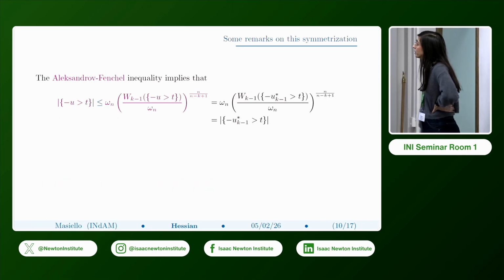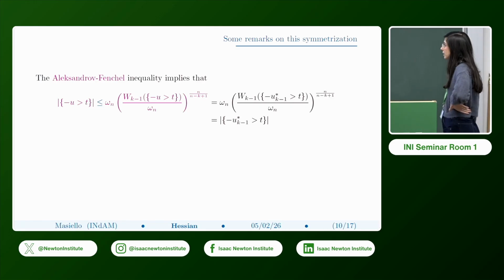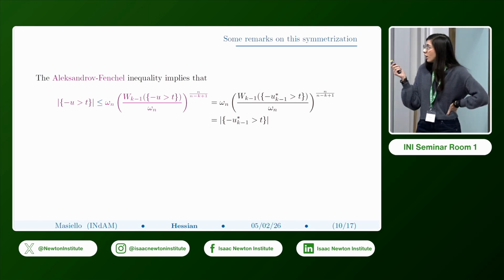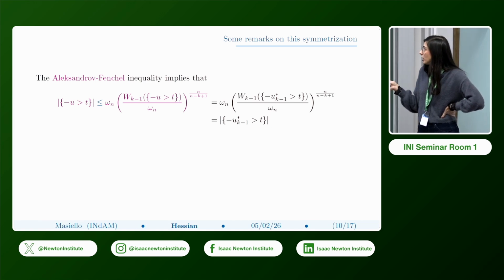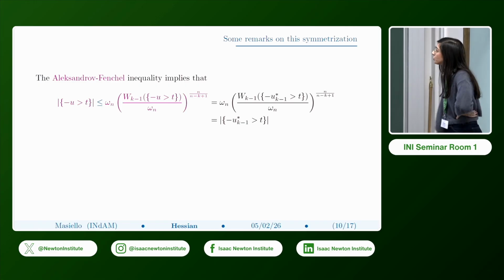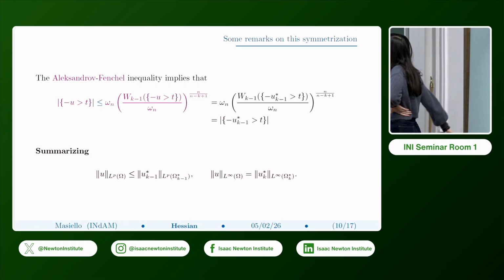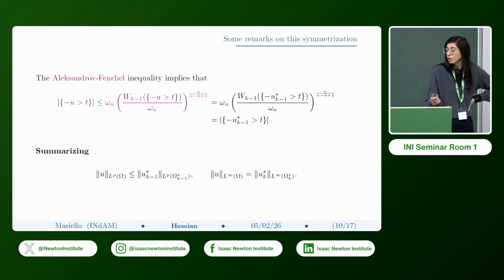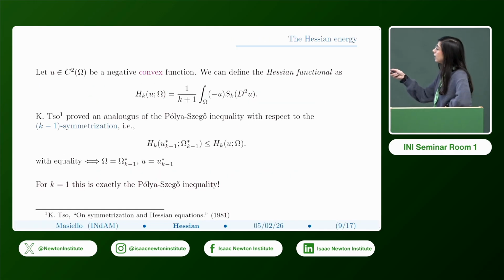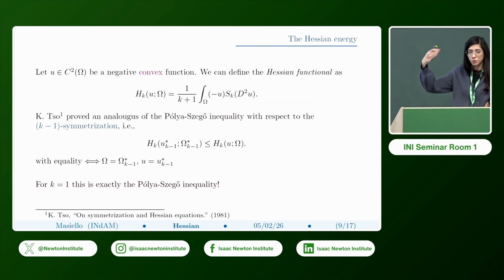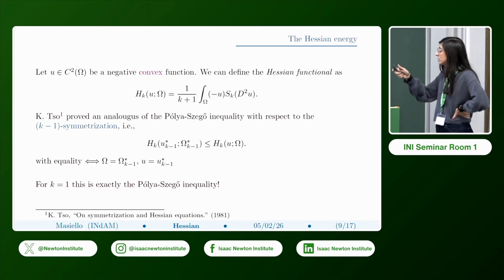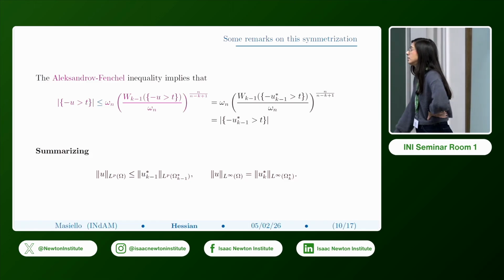Another property of this symmetrization is that an isoperimetric property of this Quermass integral, known as the Alexandrov-Fenchel inequality, allows you to tell that all the L^p norms increase under this symmetrization. So you have that the Hessian energy, the analogue of the Dirichlet energy, decreases, while the L^p norm increases.